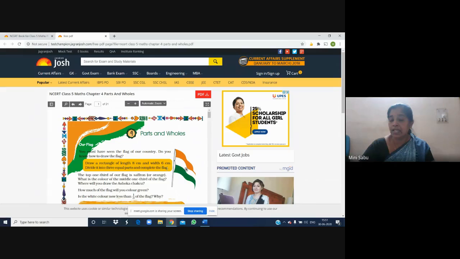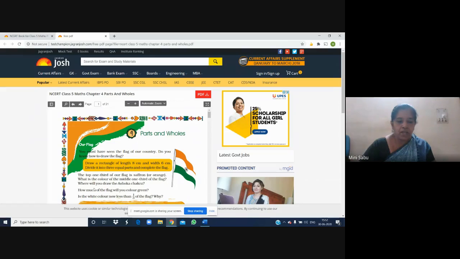We know one part is orange color, saffron color, one part is white in color, one part is green in color. Okay. Yes, you are very familiar with flag. Last year you have done a program also along with national flag. Okay, the top 1/3 of our flag is saffron or orange. What is the color of the middle 1/3 of the flag? What is the color, children? The middle part, middle 1/3, white.